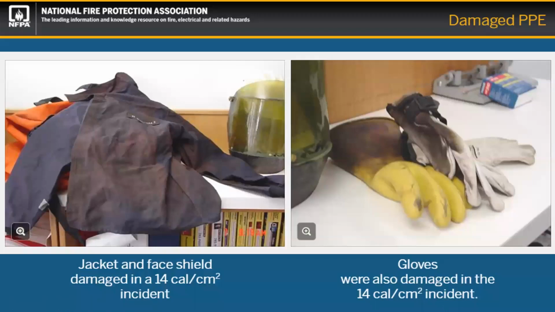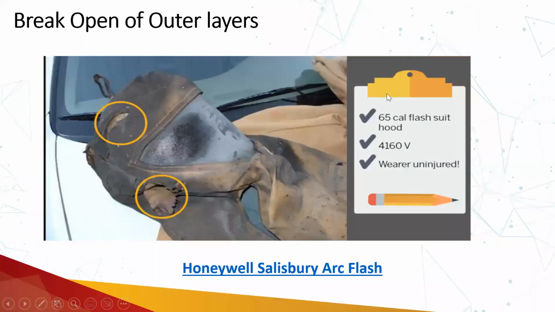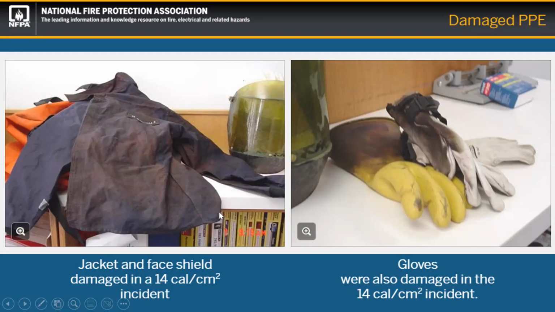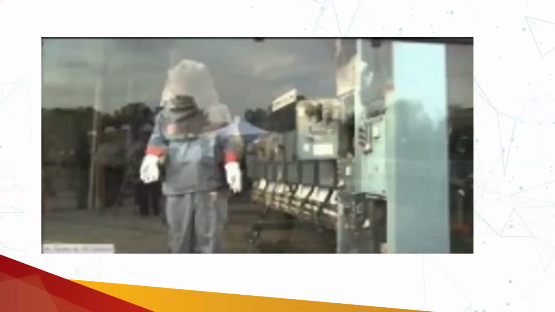These are some other examples of damaged PPE which have faced enough incident energy. In all the examples you are seeing, the suit rating is mentioned in calories per centimeter square. The amount of energy released is also in calories per centimeter square. No one is talking about pounds per foot square. So everything is covering the arc flash event.